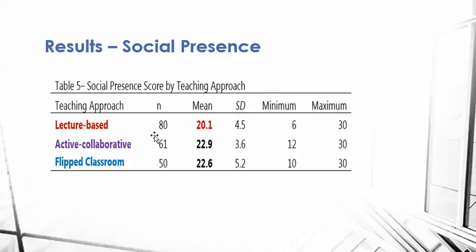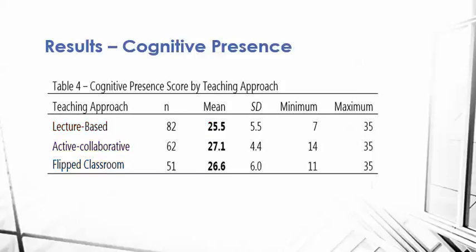All right, significantly higher. So there was more social presence in the active collaborative teaching approach class compared to the lecture-based approach. That's probably not surprising given that there wasn't much social interaction in the lecture-based approach. In terms of cognitive presence or engagement, there is no significant difference among the lecture, active, and flipped classroom approaches.